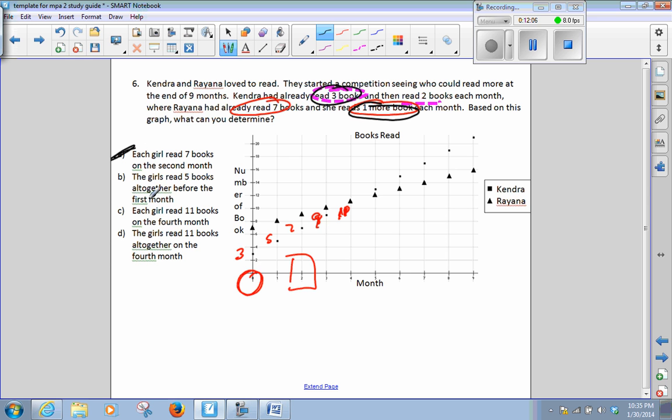The girls read 5 books altogether before the first month. So before the first month started, Kendra had read 3, Rihanna had already read 7. 7 plus 3 is not 5, so that can't be it either.